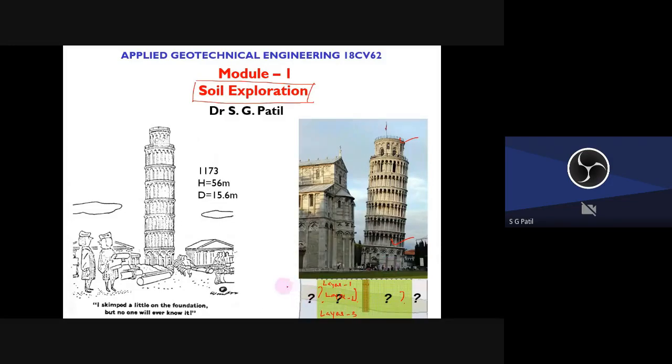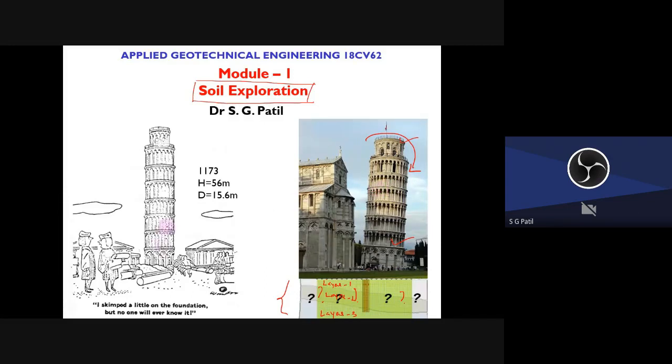Suppose you don't invest a lot of time and money to explore the soil present below the intended structure, then you will end up with a structure which is leaning. So this is the Tower of Pisa. Let me first explain this figure. This is the famous leaning Tower of Pisa. Since it is leaning towards one side, the name comes from that. That's why it's called the leaning Tower of Pisa.